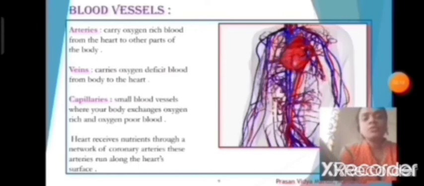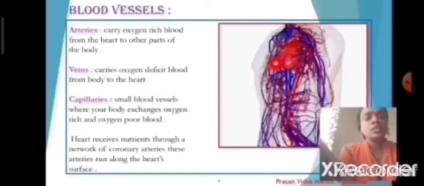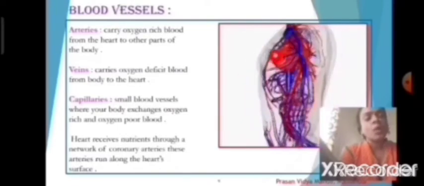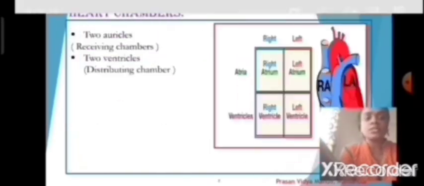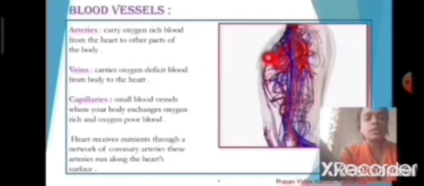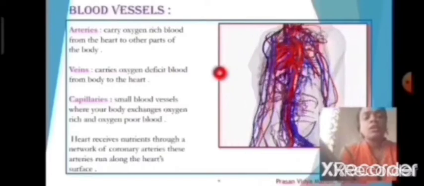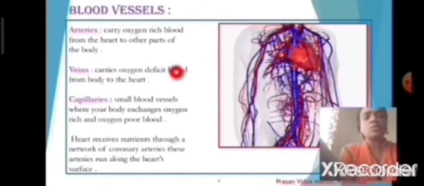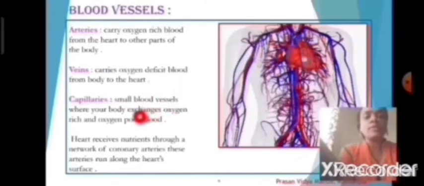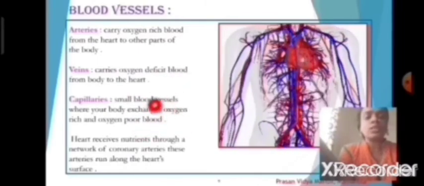So coming to blood vessels, our body is made up of many blood vessels: arteries, veins and capillaries. Here in the diagram you can see red color. All these red branches are the arteries. Why is it red? Because it is carrying oxygen rich blood. And the blue colored branches are the veins, carrying oxygen deficit blood coming to the heart to get oxygen from the lungs. The third one is capillaries: small blood vessels where your body exchanges oxygen rich and oxygen poor blood. This region of exchange is called capillaries.